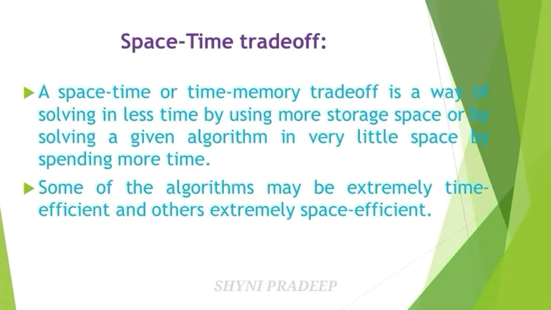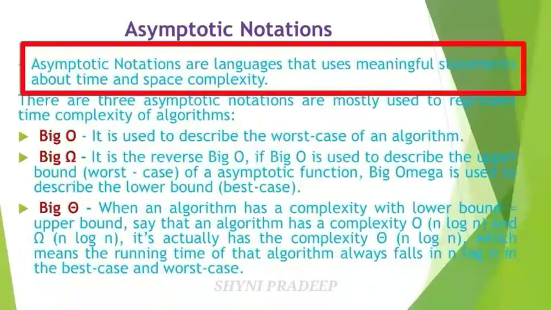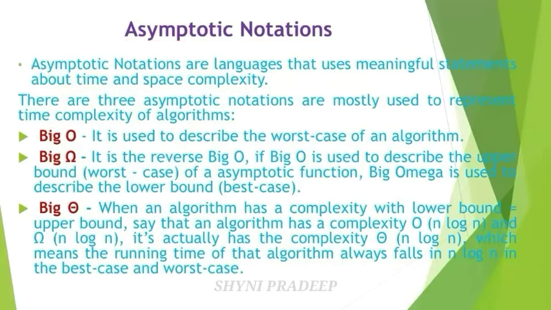So next topic, asymptotic notations. What do you mean by asymptotic notations? Asymptotic notations are nothing but the languages that use meaningful statements about time and space complexity. So there are three notations mostly used to represent the time complexity of algorithms. What are they? Big O, big omega and big theta. These three are used to represent the time complexity of algorithms.